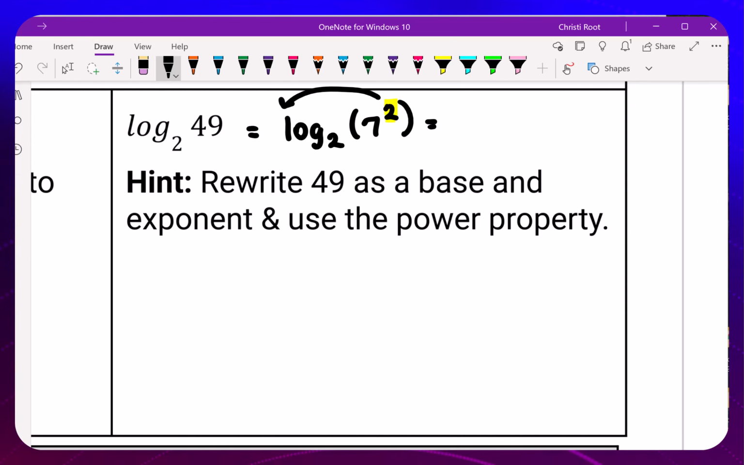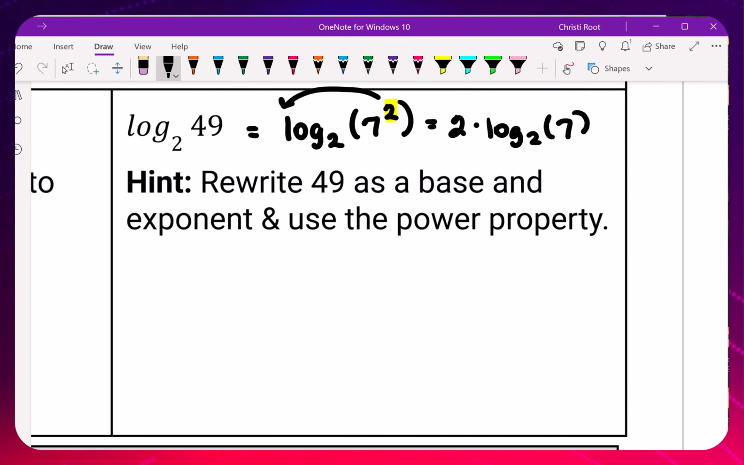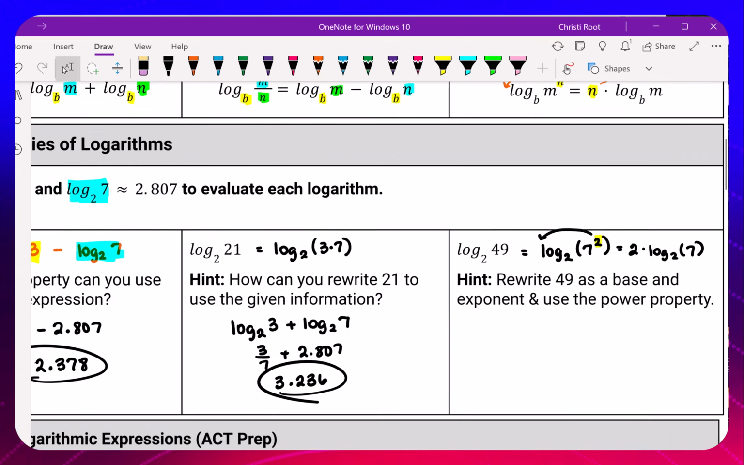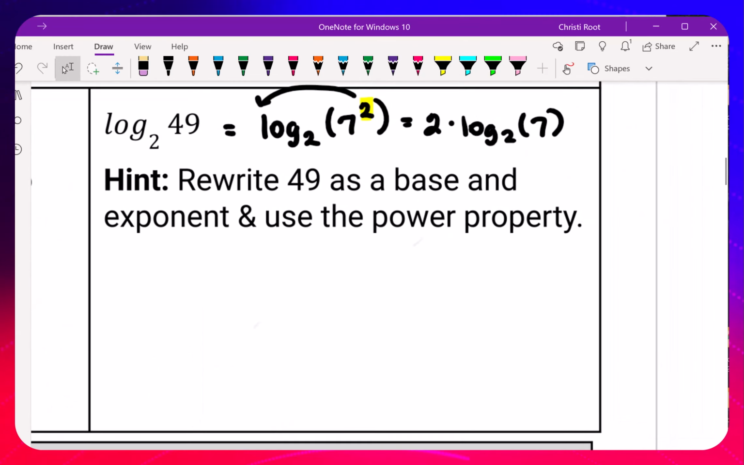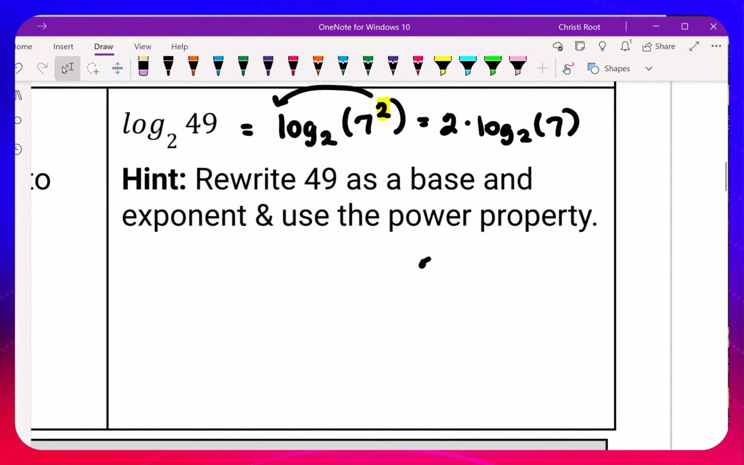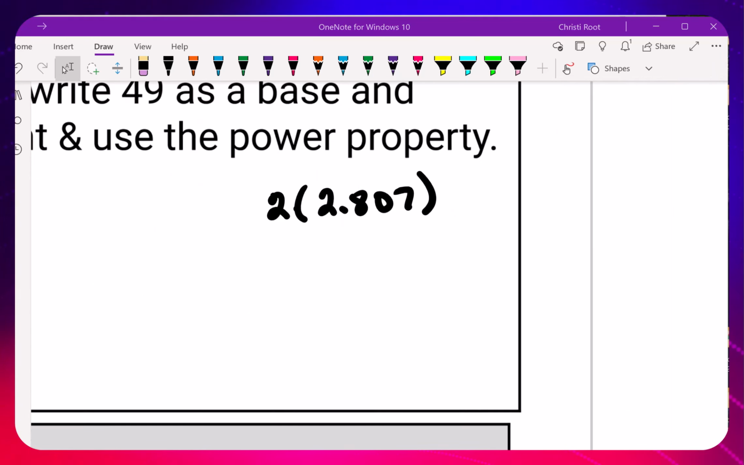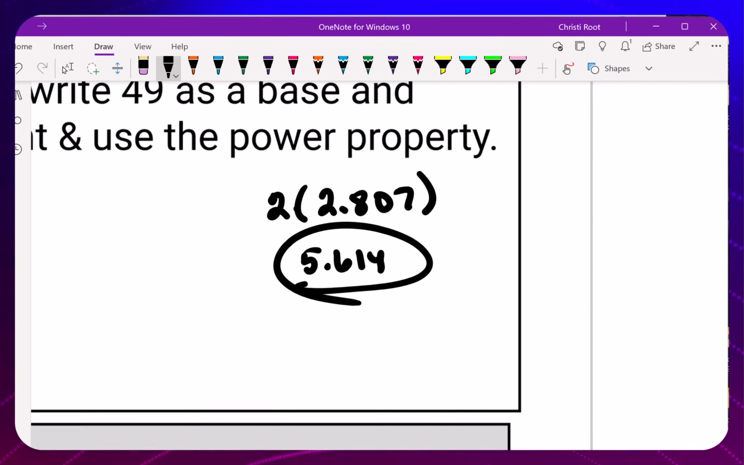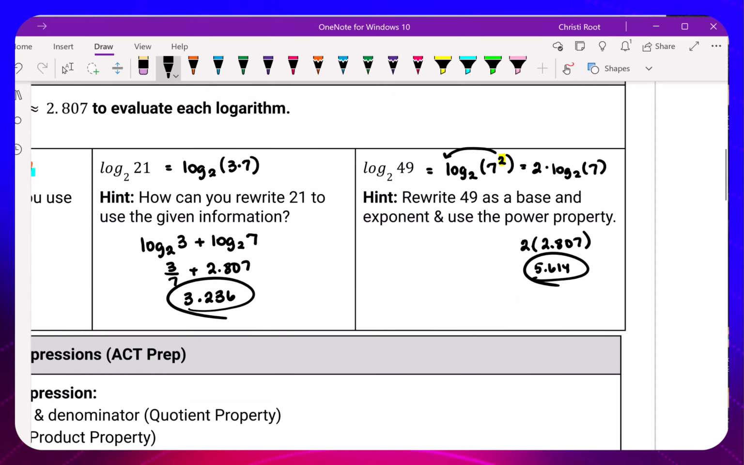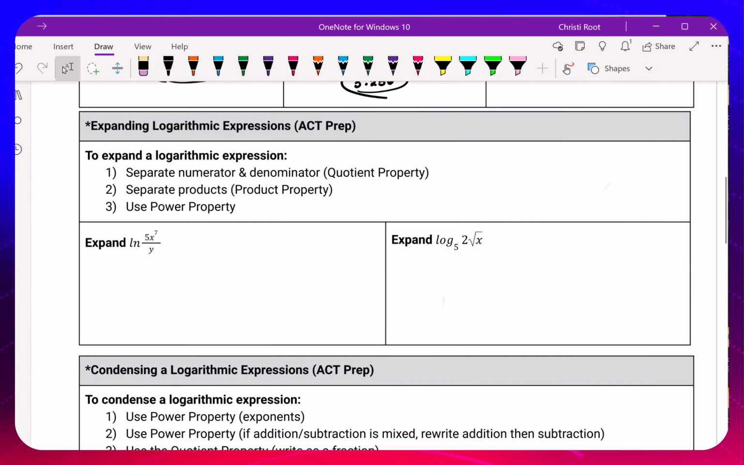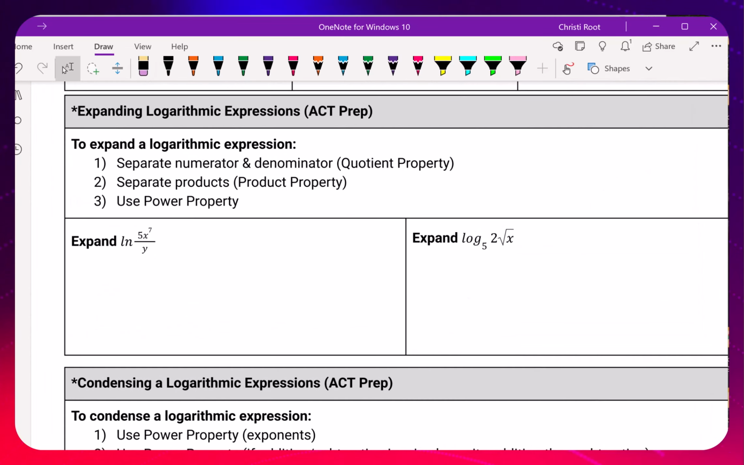So I only have one thing with a square, so I can rewrite that as twice log base 2 of 7, and let's look back. That is 2.807. So I can say 2 times 2.807, and let's type that in our calculator. And we wind up with 5.614. So the properties give us options, and that's what we need to solve equations sometimes.